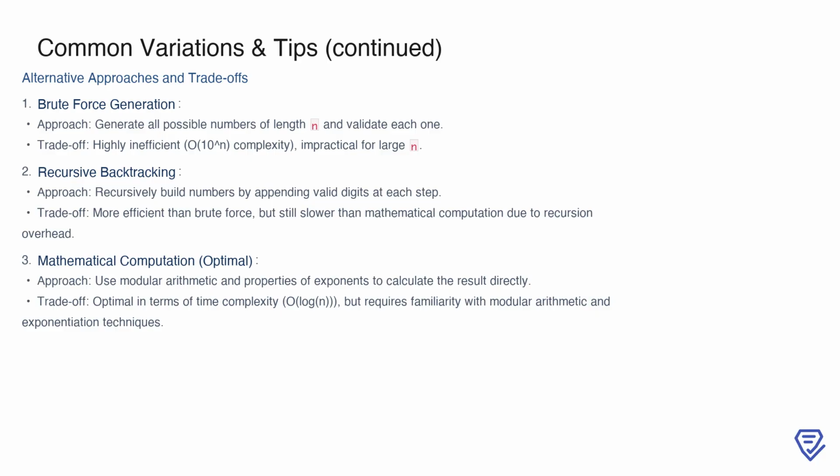A more efficient, but still suboptimal, approach is recursive backtracking. This involves appending valid digits step by step, which reduces the computational load compared to brute force but still incurs significant overhead due to recursion. The optimal approach, however, is mathematical computation. By leveraging modular arithmetic and the properties of exponents, we can directly calculate the result with a time complexity of O(log n). This method is not only the most efficient but also aligns with the problem's constraints and is highly scalable. Mastering this technique requires a good understanding of modular exponentiation, but it is well worth the effort for competitive programming and problem solving at scale.